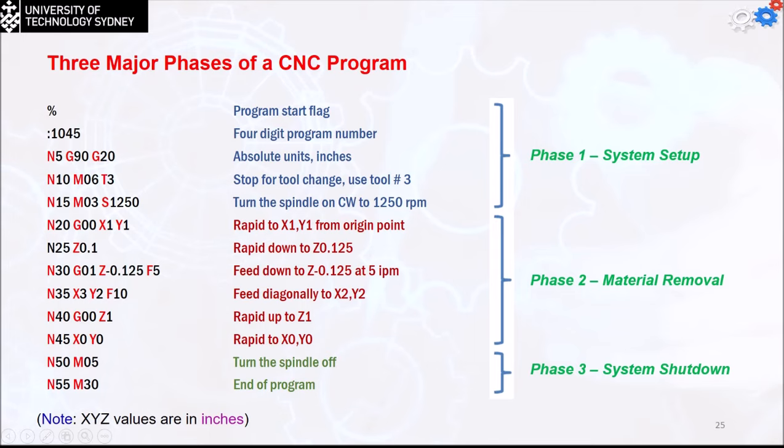The second phase is going to be the material removal phase, and this is highlighted with the red one. So all the movement we did with certain feed value is going to cause a material removal, and this will be phase number 2. After we did all the cutting, we have to have phase number 3, which is the system shutdown, like turning off the spindle and the end of the program. So it is something like when you write down a letter, you have to have an introduction at the beginning, the content, and the conclusion.